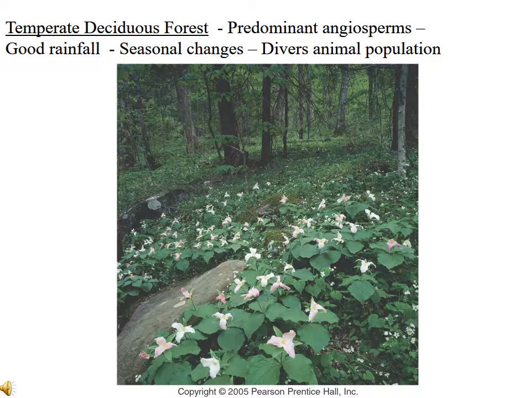And this is the temperate deciduous forest. Deciduous refers to trees that lose their leaves. Again, this will be predominantly angiosperms, seed-producing flowering plants. In this area, we're looking at the Smoky Mountains, a very, very rich environment of flora and fauna. Here we have excellent rainfall, excellent seasonal changes, and a very, very diverse animal population, and yes, lots and lots of snakes. I hate snakes.